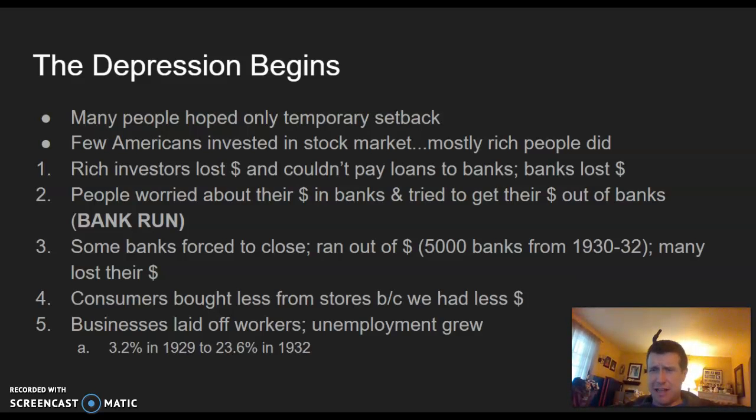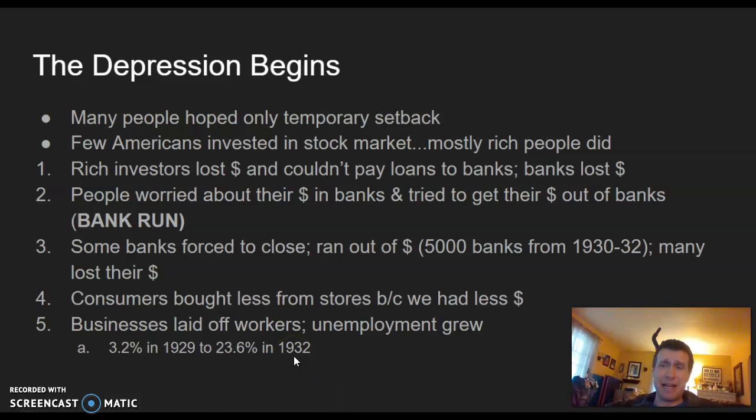Because consumers, like average people, had less money, they spent less money, businesses started shutting down, unemployment grew, and unemployment was massive. In 1929, 23% of American workers were unemployed. 3 years later, in 1932, 23% of American workers were unemployed.